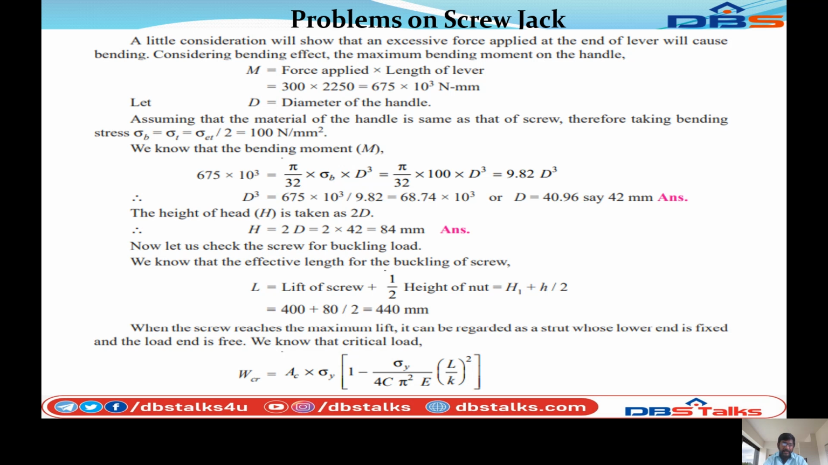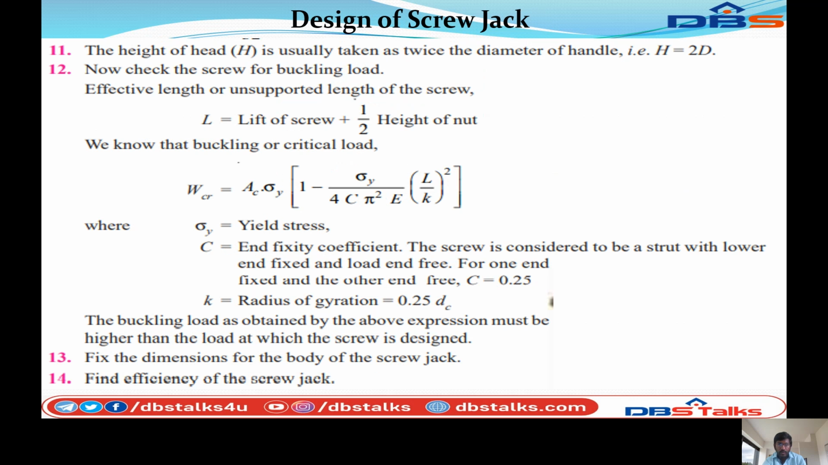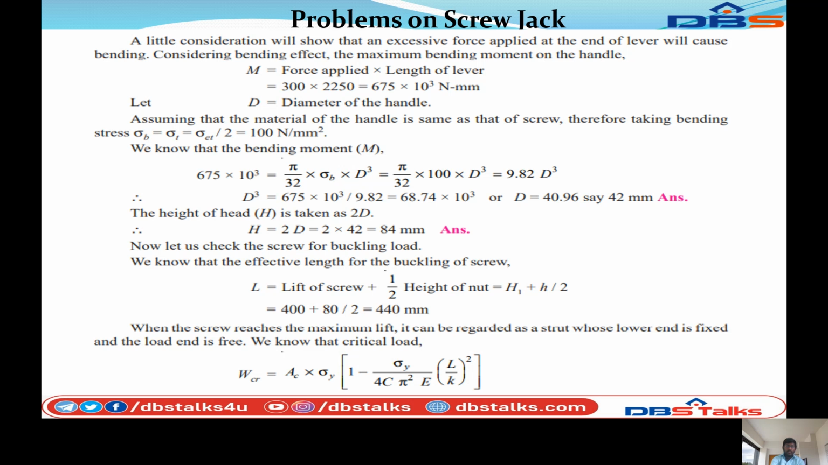So the height of the head H is taken as 2D, increasing it 2 times for the head. Therefore H is equal to 2D. This step is seen in the next procedure. Height H is equal to twice the diameter of the handle. That's why H is equal to 2D is taken. H is equal to 2 into D, D equal to 42. Total height of the head H is equal to 84 mm. Now let us check the screw for buckling load.